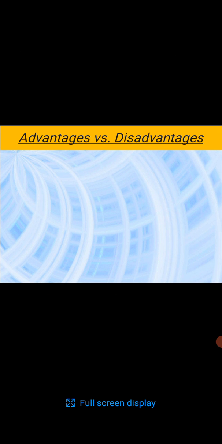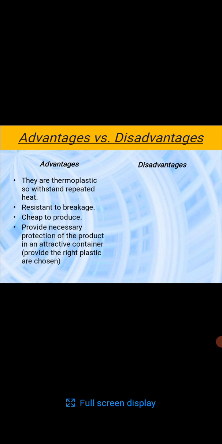Advantages and disadvantages of plastics. Advantages: they are thermoplastic, so they withstand repeated heat; there are types of plastic which are stable in the presence of high temperature; they are resistant to breakage, cheap to produce, and provide the necessary protection of the product in an attractive container; to provide a light, bright appearance, plastic is chosen.